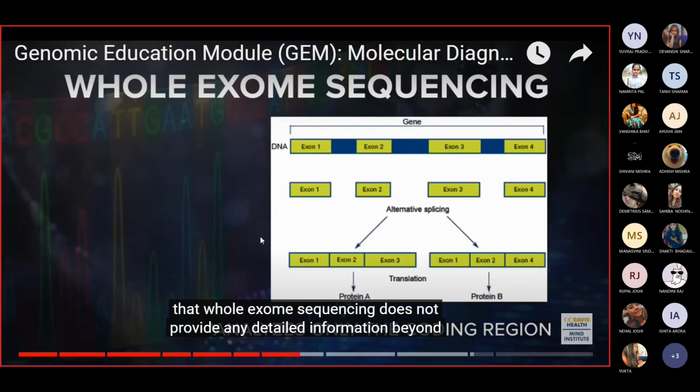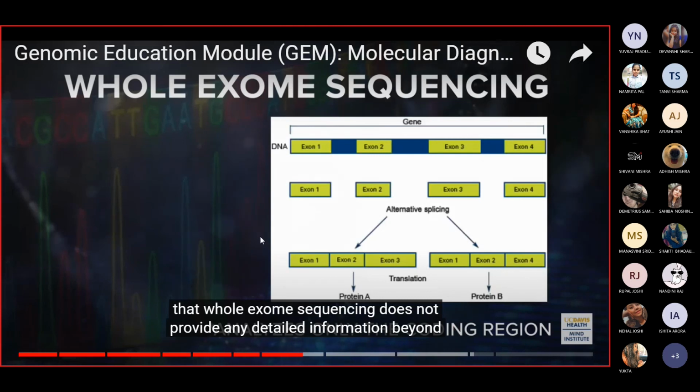The only issue is if there is a promoter mutation, or if there is an intron-exon boundary mutation, then we are going to miss that. Otherwise, by and large, if it's a variation in the protein, you will be able to catch it in whole exome sequencing.